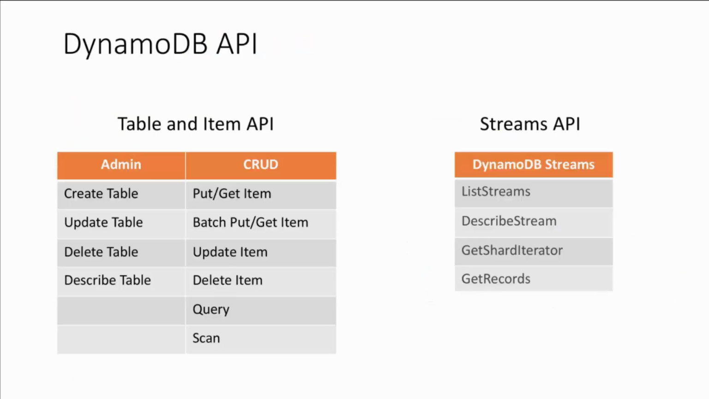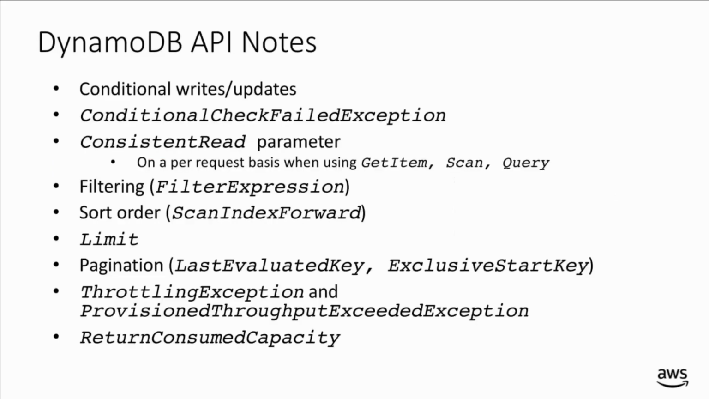A quick note about DynamoDB APIs. As you can see, there aren't that many APIs in DynamoDB. Some are admin, some are typical CRUD operations, as well as Streams API. However, the APIs are still actually rich with options that allow you to do conditional writes and updates. So that would be the equivalent of lightweight transactions in Cassandra.